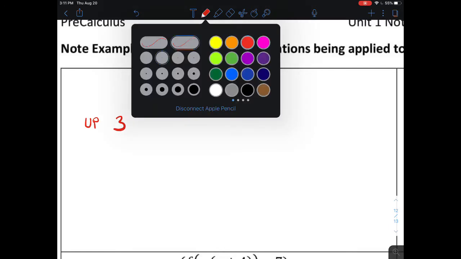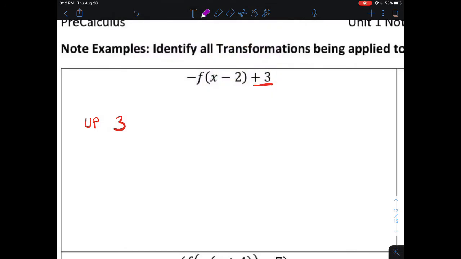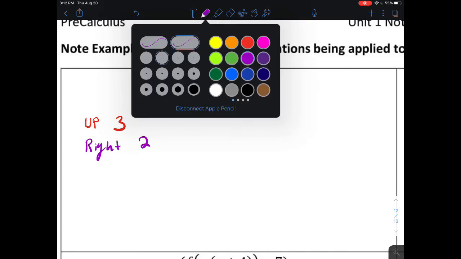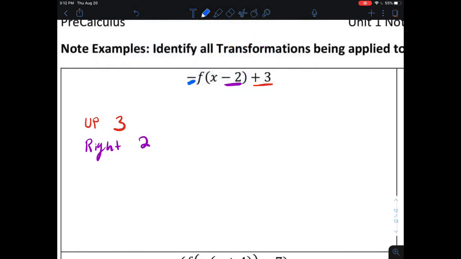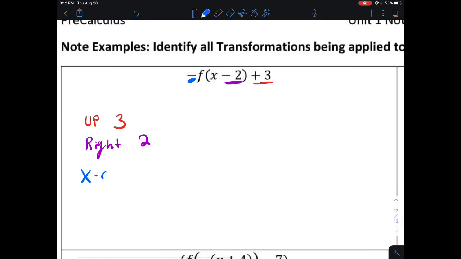And I see that I have a couple more things going on here, so let me change colors. I am subtracting 2 from a positive 1x. If I subtract from a positive 1x, that means I'm moving my graph to the right 2 units. And the last thing left that I see is I have a negative being multiplied to f. If you change all your y's and make them negative, you are doing an x-axis reflection.